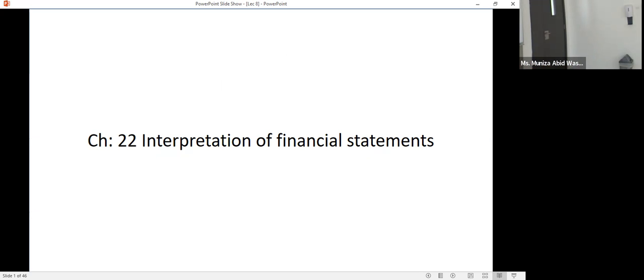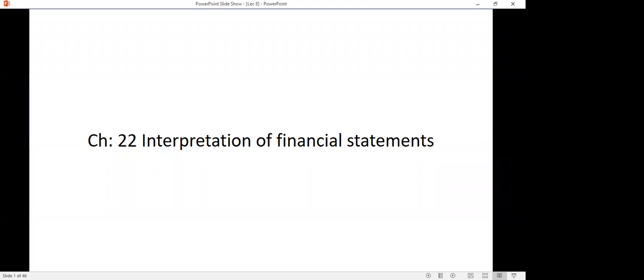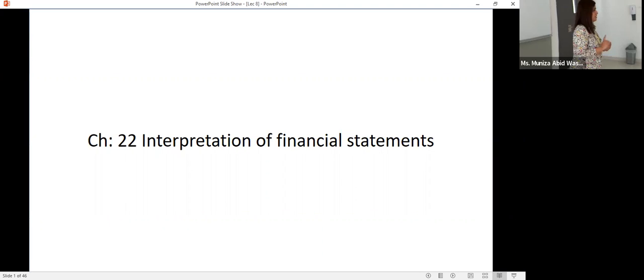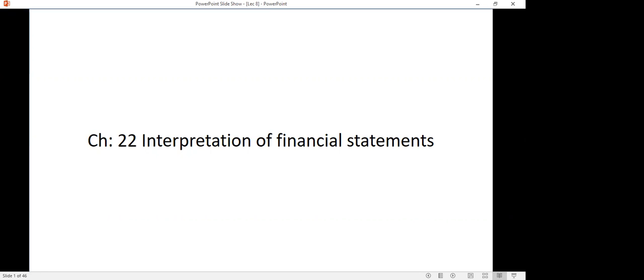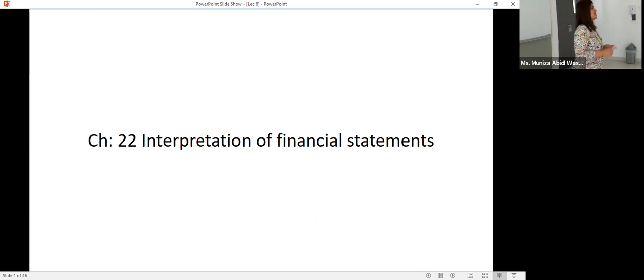Whenever we are talking about financial statements, there are 4 financial statements about which we are talking. What are the names of those financial statements? Statement of profit or loss, which is also known as income statement. Statement of financial position, which is also known as balance sheet. Statement of changes in equity and statement of cash flows. The first 3 statements are being prepared on the basis of accruals. The concept of accruals is known to us.